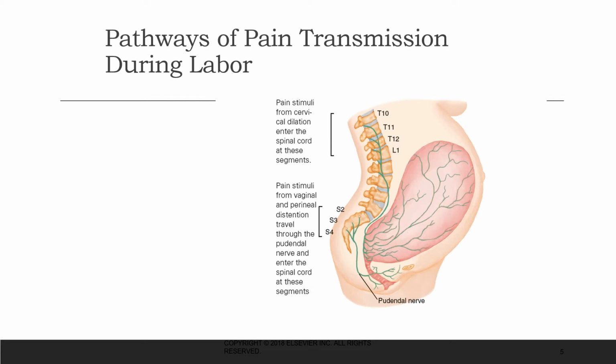So here are pain transmission pathways with the different levels of the vertebrae and the nerve endings. And pain stimuli from the vaginal and perineal distension travel through the pudendal nerve. That's important. You'll hear that pudendal nerve again, and it enters the spinal cord at these segments. So the pudendal nerve is a pretty important one, and you'll hear that again when we talk about some of the anesthesia. We'll be talking about a pudendal block in a while.